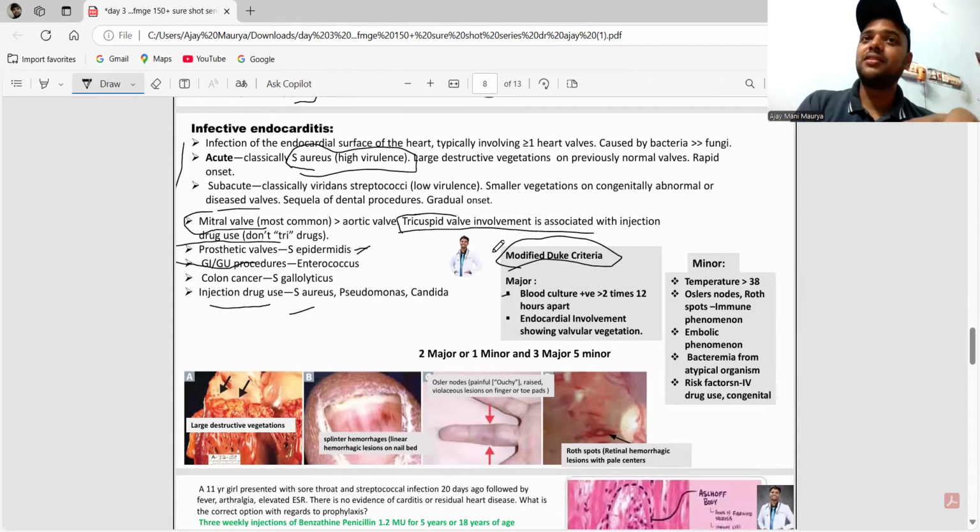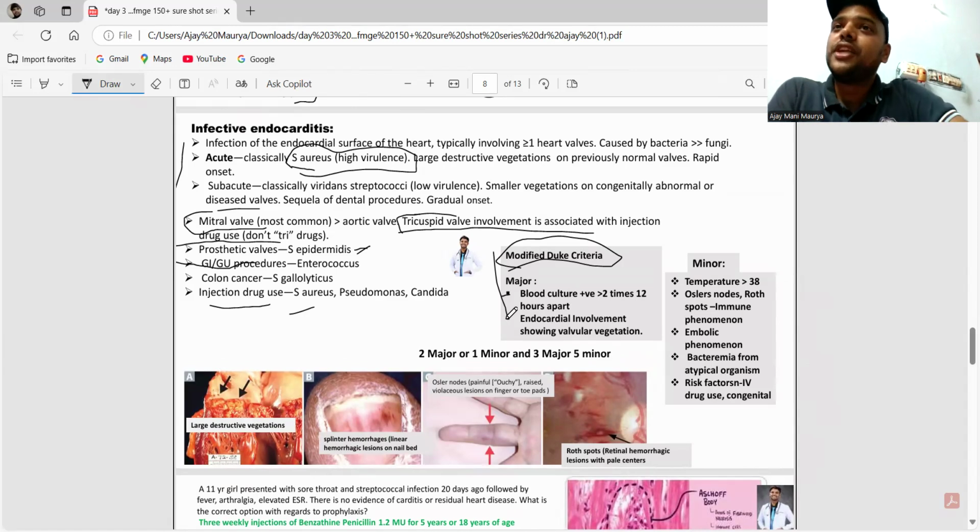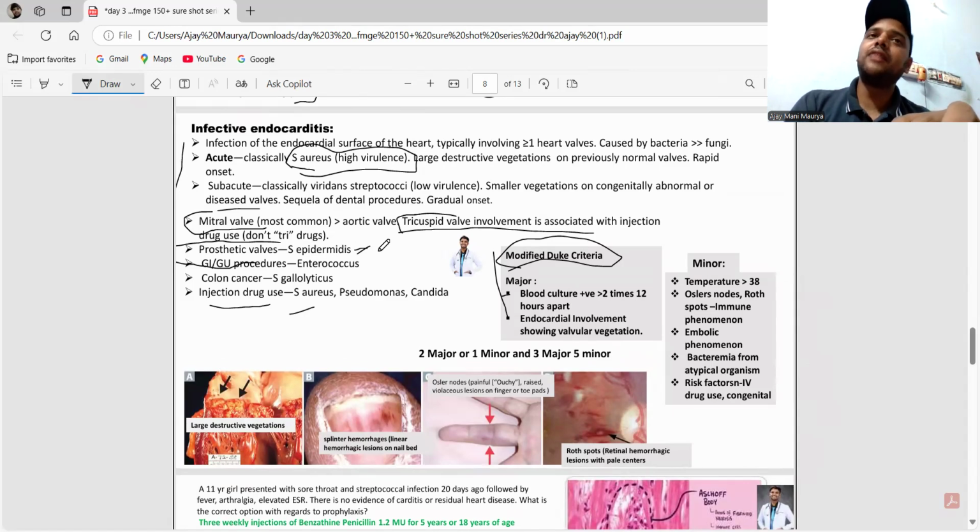The major criteria is blood culture positive more than 2 times, 12 hours apart. Most common bacteria: for the native valve, mitral valve, and prosthetic valve, it is Staph epidermidis. In injection drug users, it is Staph aureus. That's it.